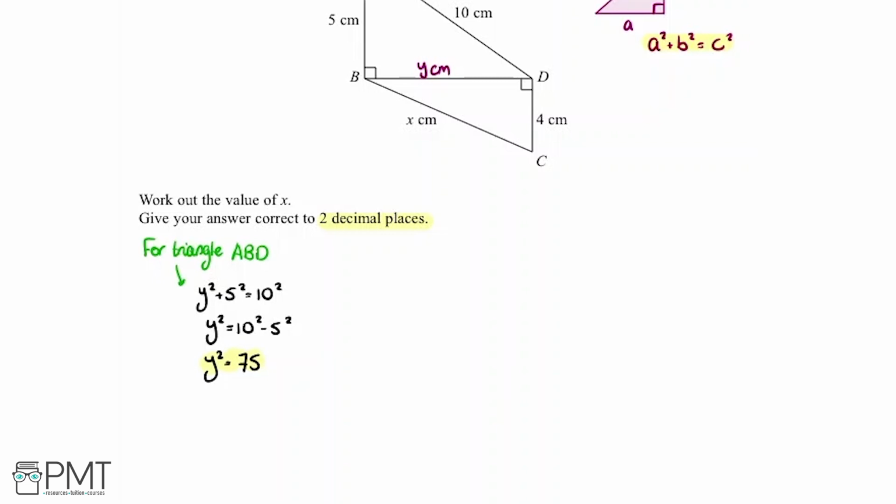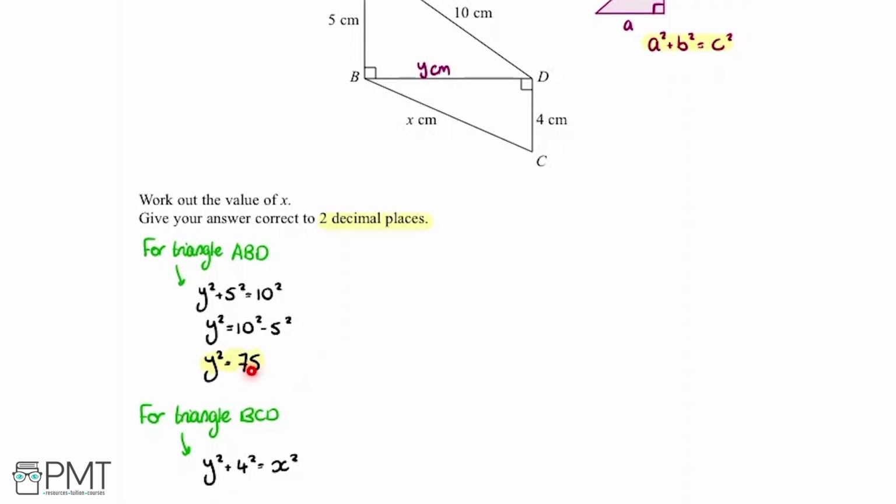And I could go further and try and get y by itself and square root both sides. However, I'm not going to do that, and you're going to see why later. That's an irrelevant step and there's no point doing it. So we're now going to work with this triangle here. So for triangle BCD, we're going to have y squared plus 4 squared equals x squared. Now, we've got y squared here, but we know, because we worked out in the previous step, what y squared is.